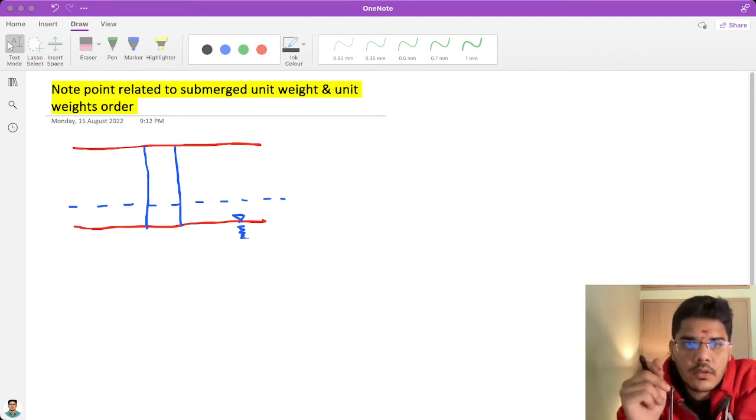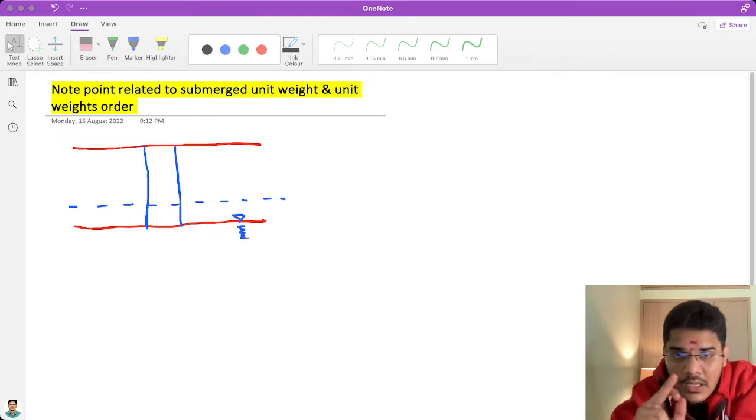Hello everyone. In the last video, I discussed this submerged unit weight. Related to that, one important note point I'll discuss, and then I'll move to the unit weights in decreasing order.